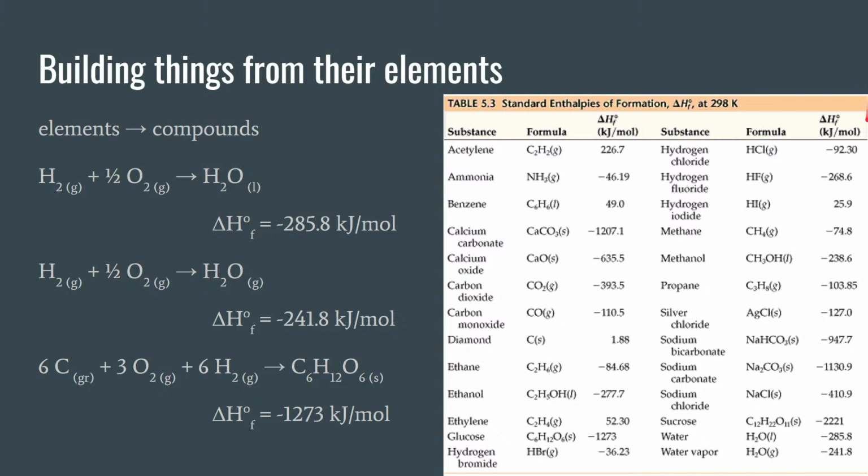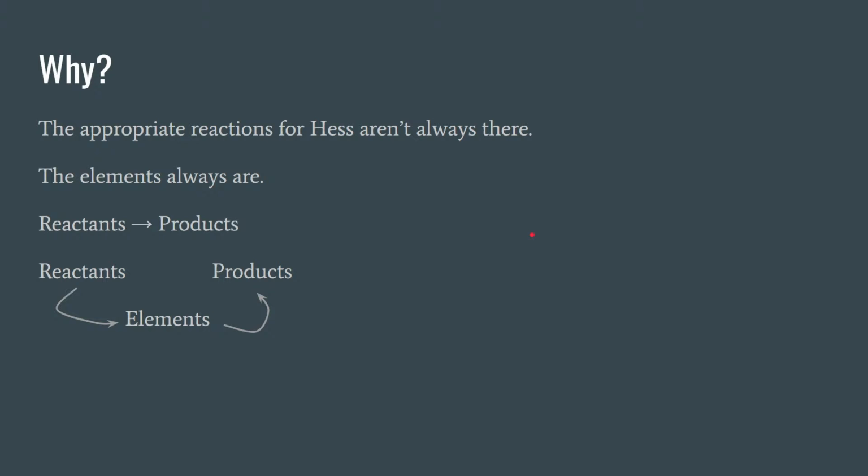So, how are we going to be using these enthalpies of formation? Okay. So, this is another application of Hess's law. The appropriate reactions for a Hess's law problem aren't always there. The reactions that we looked at in the last set of slides, set 66, or 65, the Hess's law lecture, you might not have a set of reactions that will go from the reactants you want to the products you want, but the elements are always there.